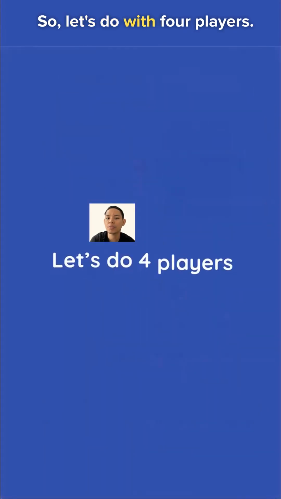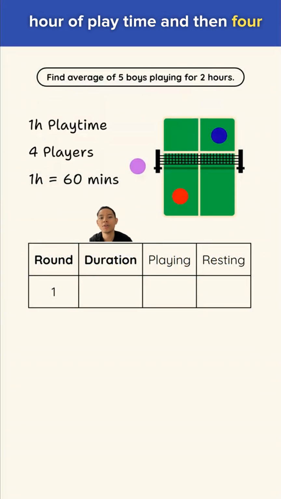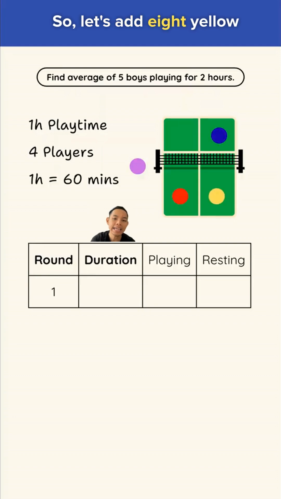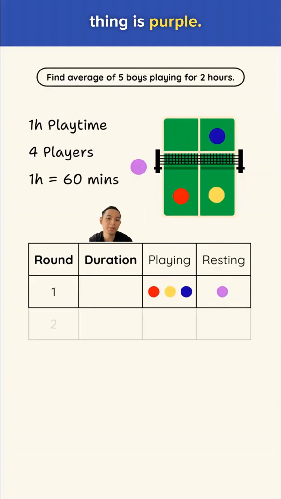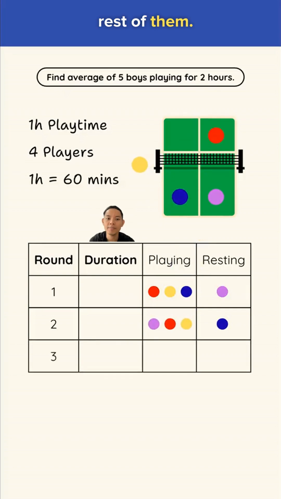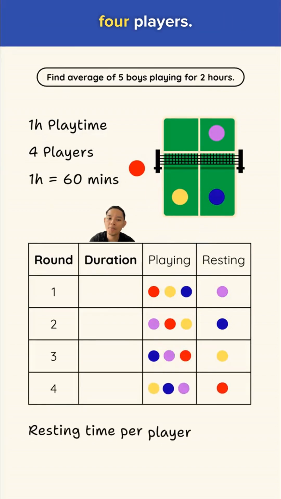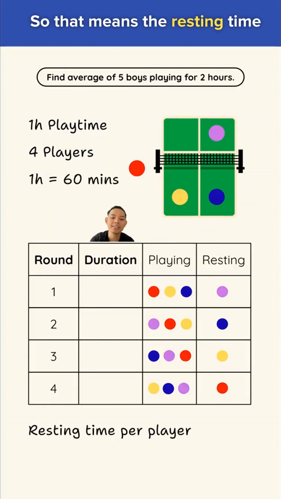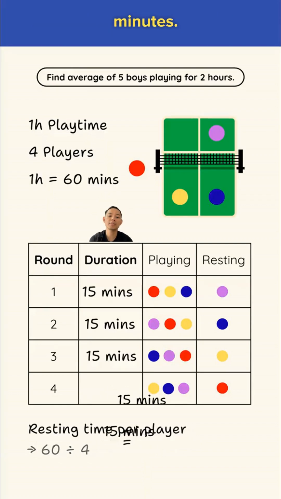So let's do 4 players. Same thing, we will have 1 hour of play time and then 4 players. So let's add a yellow player. Playing now will be red, yellow, and blue, and the resting is purple. Then we do the same for the rest of them. We have 4 rounds because there are 4 players. So the resting time per player will be 60 divided by 4, and this will give us 15 minutes.